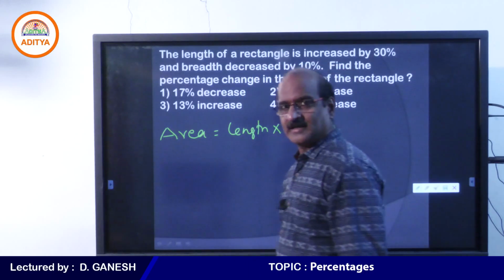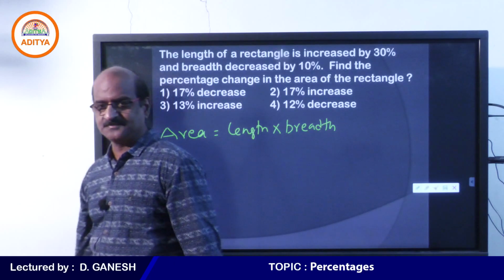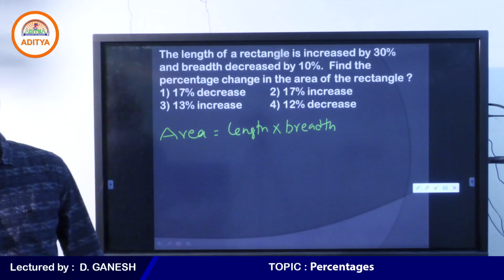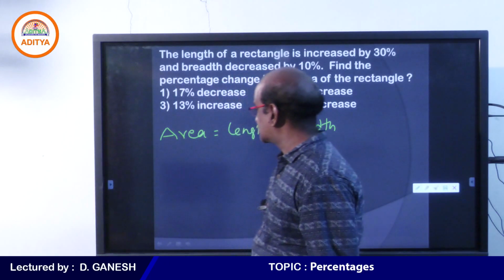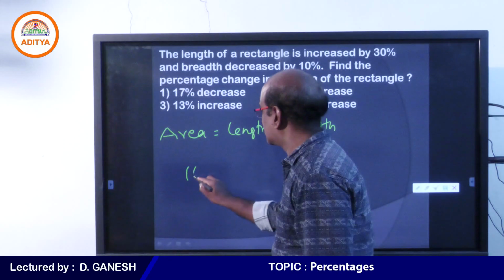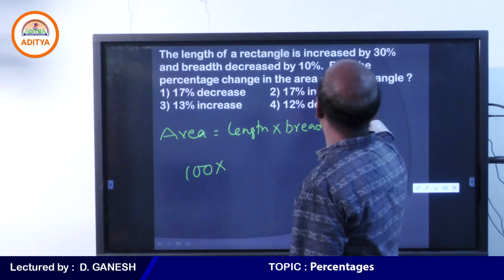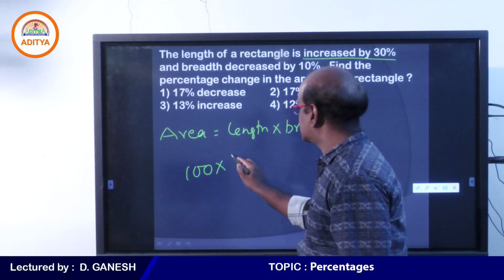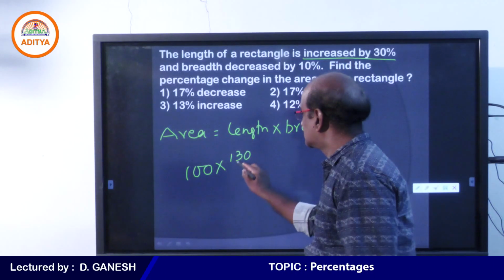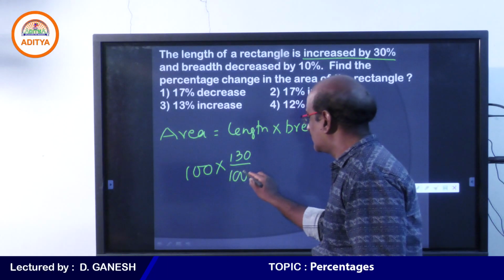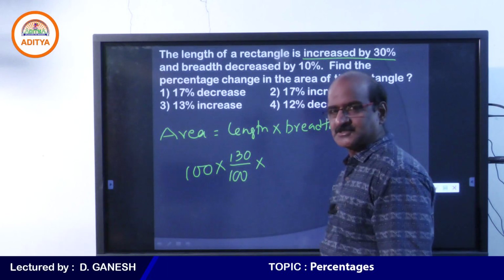Come on, you can take area as 100 and then you start doing the question. Because the question is so simple, you can easily handle this. Come on, make it fast. So in this question, if we take area as 100, length increases by 30%, so 130 by 100.